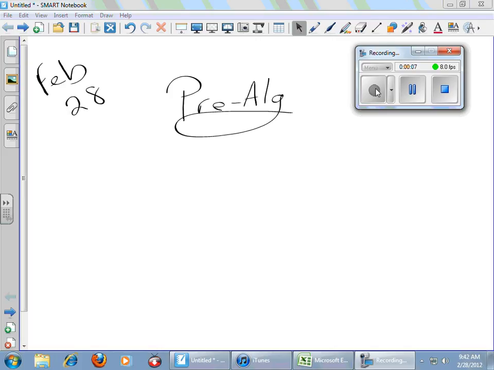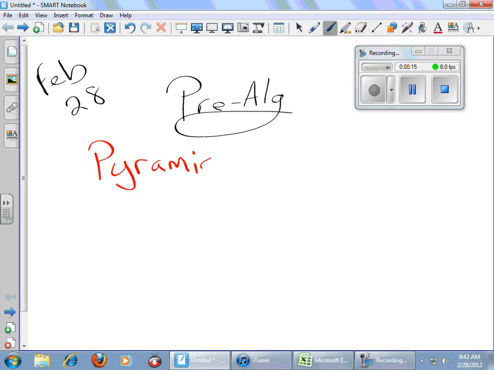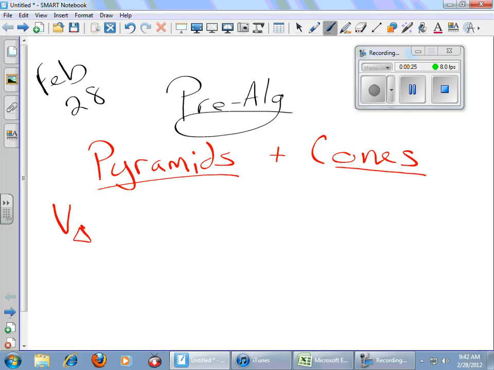We're going to review very quickly cones and pyramids. All right, we'll start with pyramids. And remember, to find the volume of a pyramid, it's just like finding the volume of a cube. You find the area of the base, multiply it by the height, and then you're going to need to divide it by 3. And you saw why in class today.